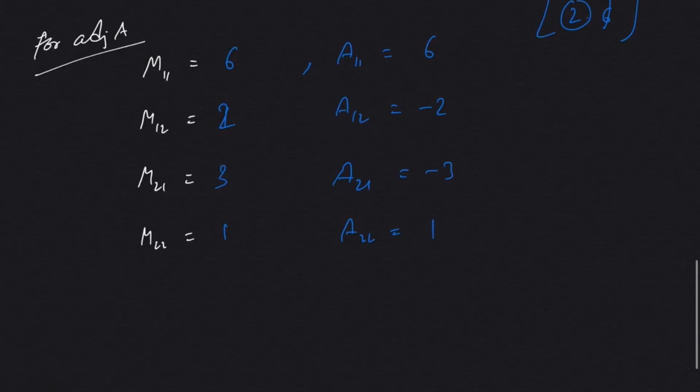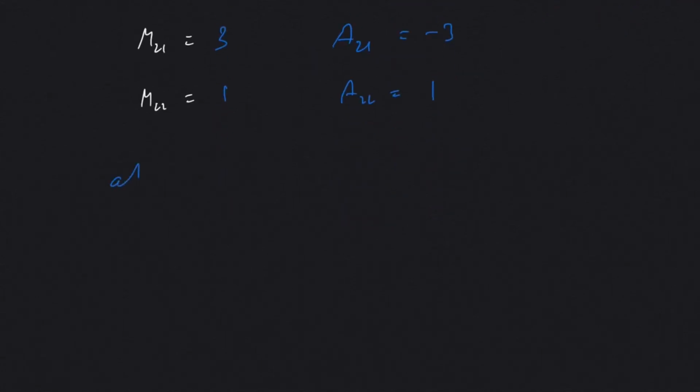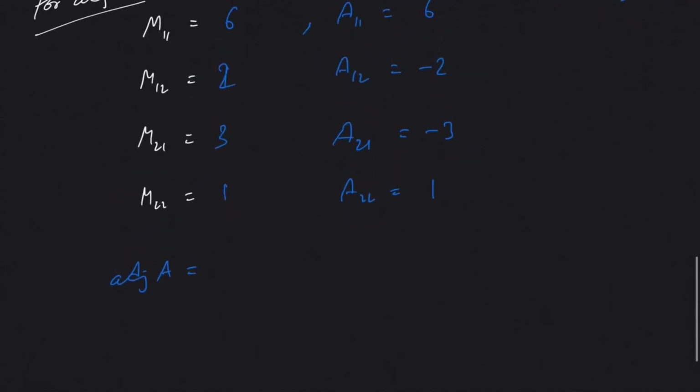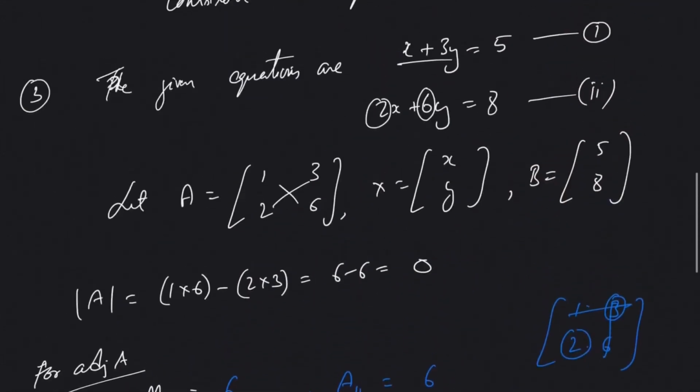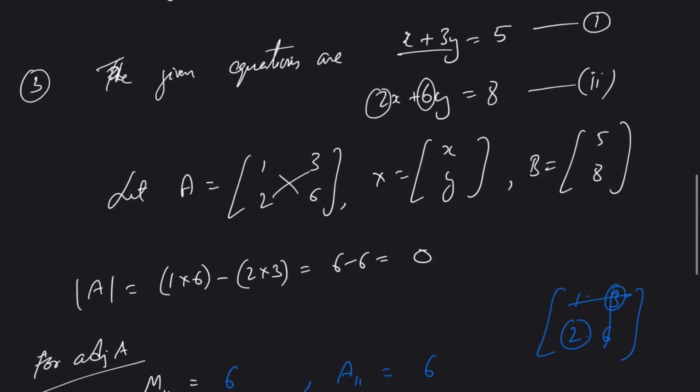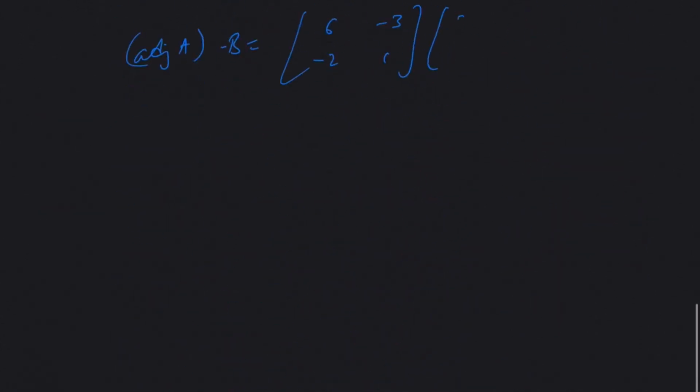Minus 3, 1. So the adjoint of A shall be the transpose of the matrix formed by the cofactors. So 6, minus 2, minus 3, 1 transposed gives 6, minus 3, minus 2, 1. Now let's get the product, adjoint of A into B. What was our matrix B? Our matrix B is 5, 8.